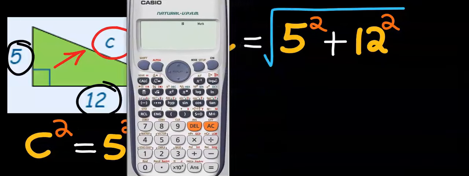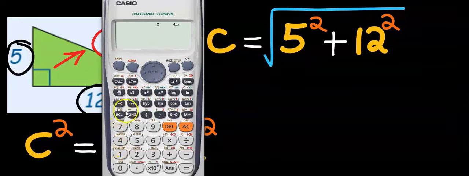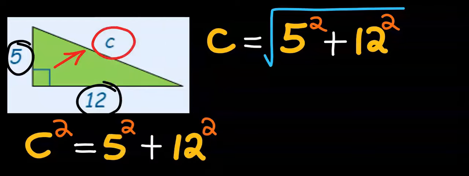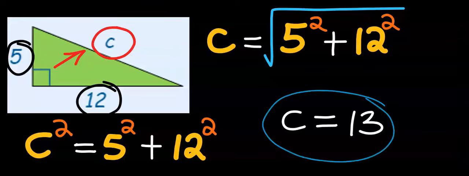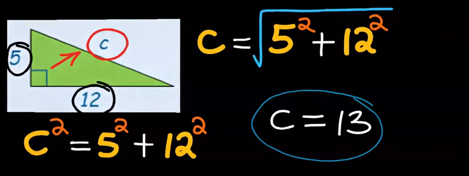What we need to do here is to type the square root of 5 squared plus 12 squared, and we're going to get 13. Our C is equal to 13.